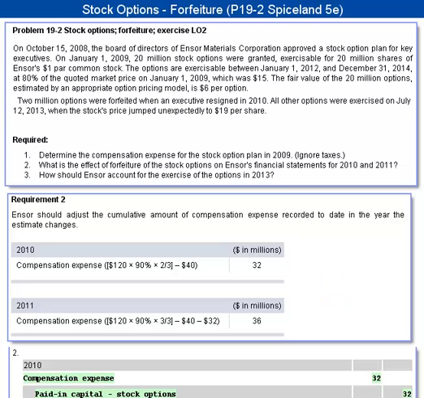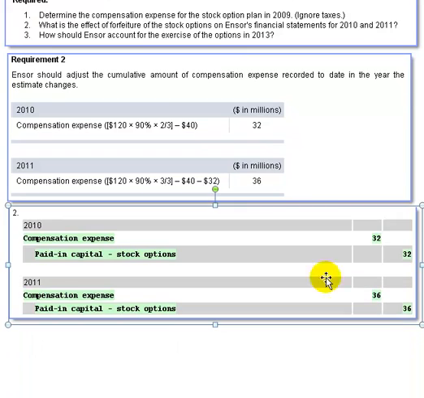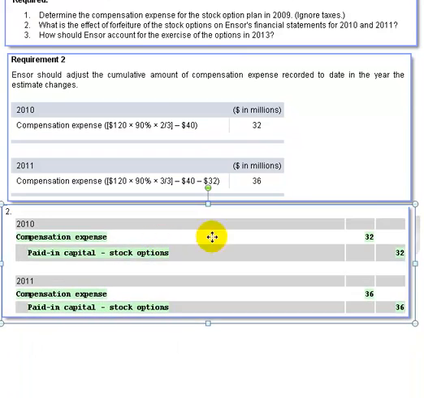So the entries we would make then would be, let me get this on the screen a little better for you: 32 million debit to compensation expense for 2010, a credit to paid-in capital stock options, and then also in 2011, compensation expense of 36 million debit and paid-in capital on stock options of 36 million.